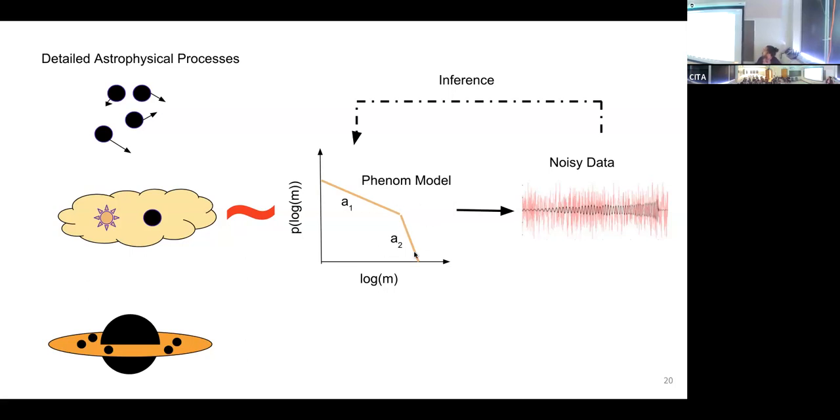So for example, I could just mandate that the black hole masses that we're detecting follow a broken power law distribution. And I could give the two breaks, the two parts of the power law, different indices, and I can let those be free parameters, and I can fit that to the whole catalog of sources. So this is a very different approach from the approach where I'm trying to actually simulate these black holes and neutron stars, possibly from zero-age main sequence.